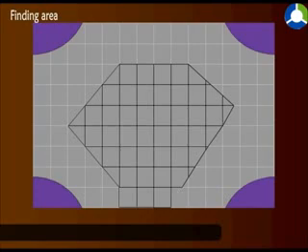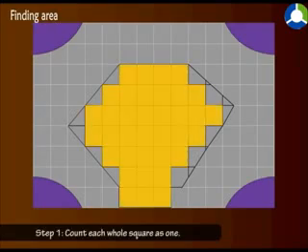Finding area. One way of calculating the area of a surface is to draw it on a square paper. If we know the area of one square, we can find the area of the entire surface by counting the squares. The steps are: count each whole square as one.